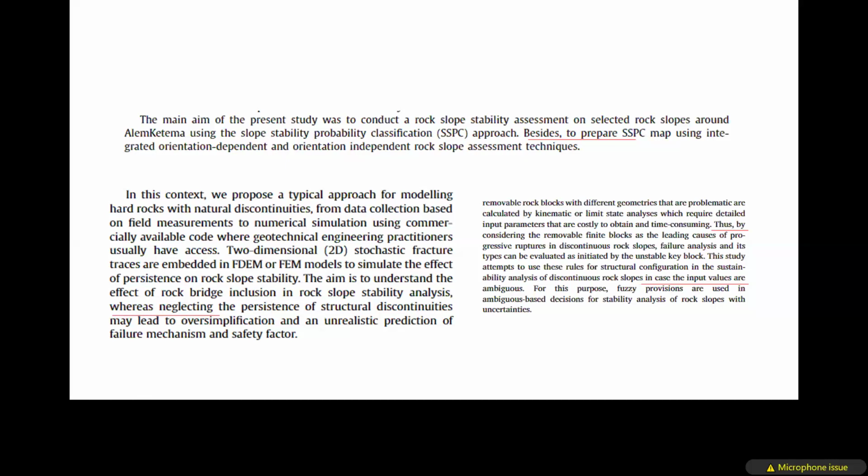So he is going to highlight that the presence of structural discontinuities may lead to oversimplification. You should not neglect them. If you neglect them, there will be repercussions. So neglecting certain aspects is highlighted here. So it is obvious that the researchers are going to focus on the persistence of structural discontinuities to say that oversimplification and unrealistic prediction should not be done, right?